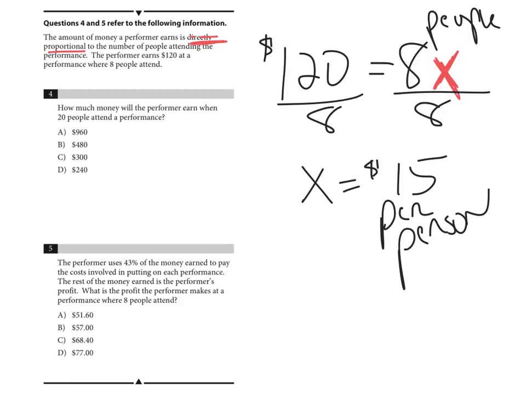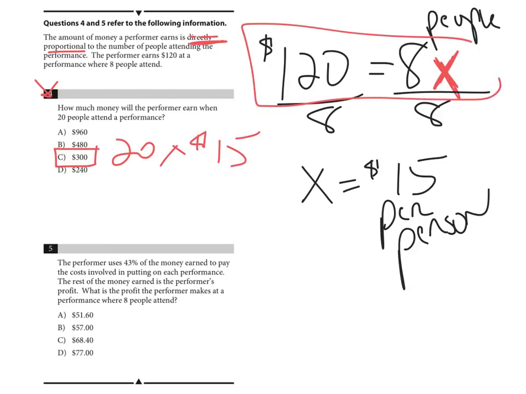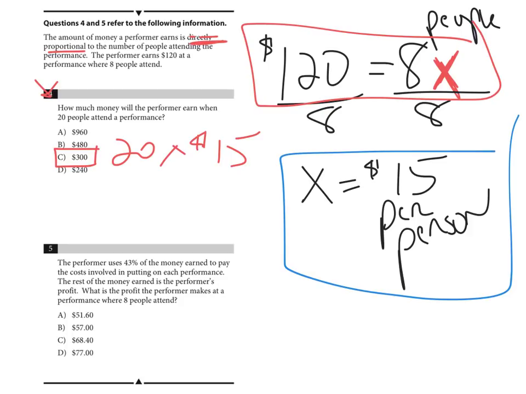So number 4, how much money will the performer earn when 20 people attend the performance? All I would do is take 20 people and multiply it by the $15 per person. So 20 times 15 says this person earns $300. So this is just a definition of what it means to be directly proportional. But here's the key to the question. The performer earns $15 per person who attends.